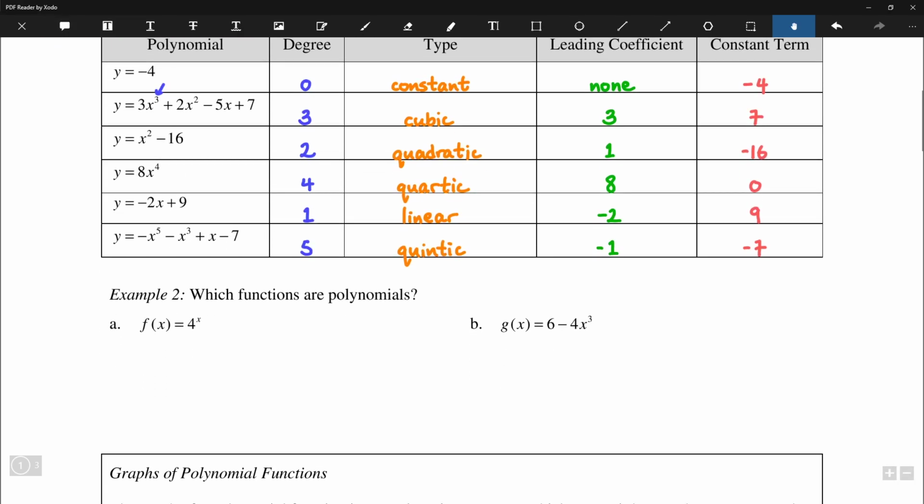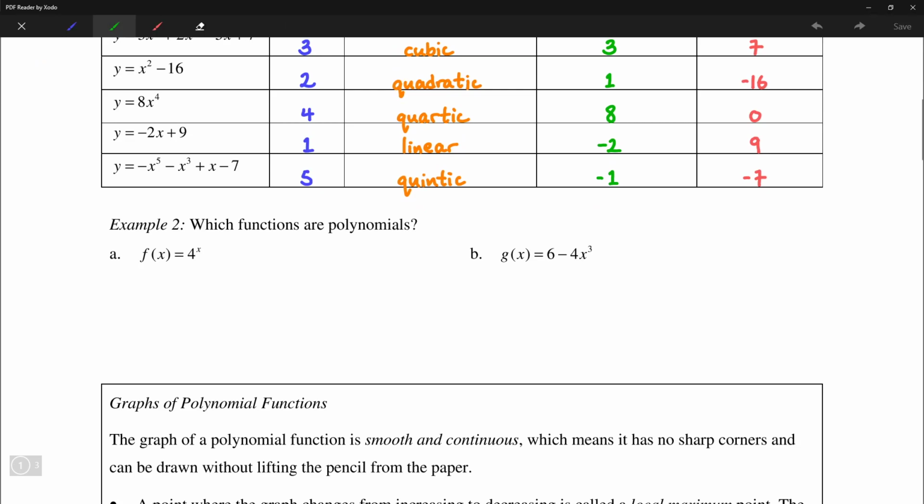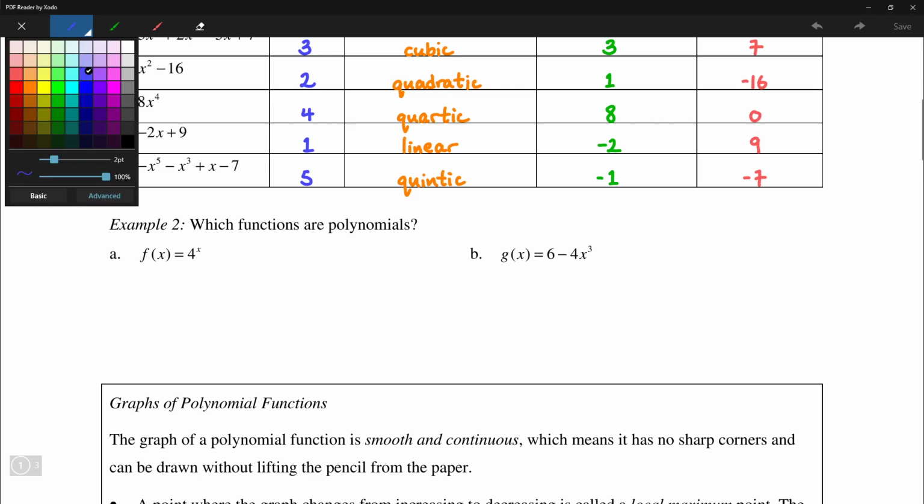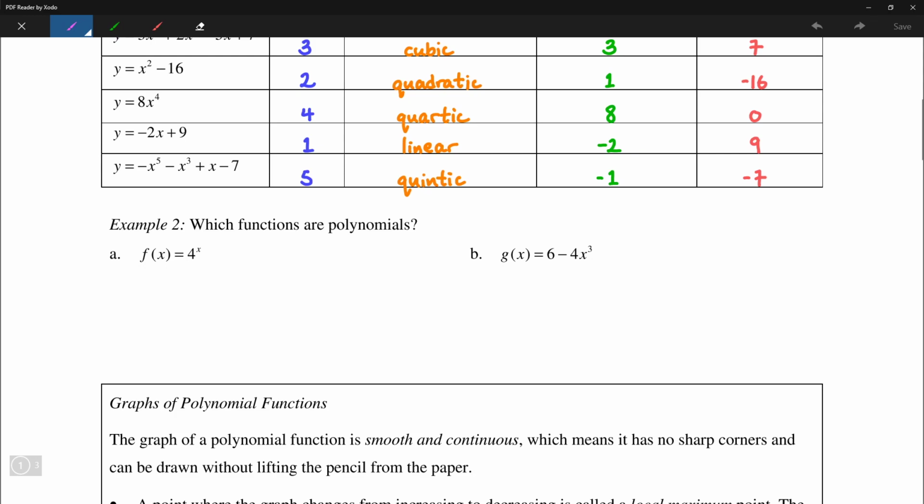Okay. So, of course, there are functions that are not polynomial. For example, 4 to the power of x, that is not a polynomial. It does not fit the description in the box above. So this is not a polynomial. And the second function, we can rewrite it as negative 4x cubed plus 6. And of course, that is a polynomial.